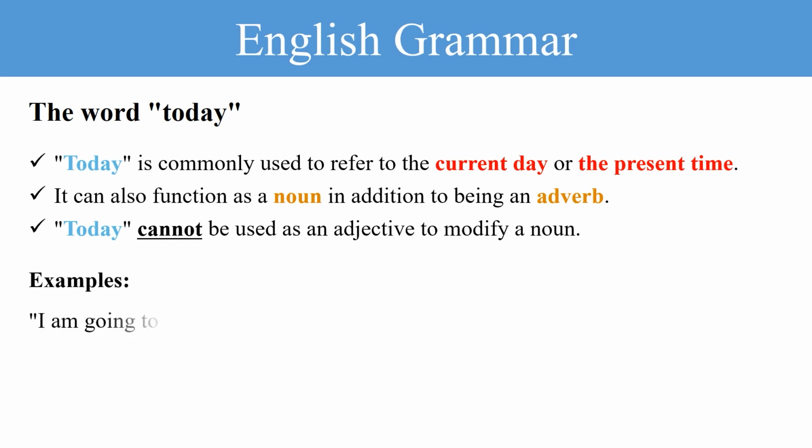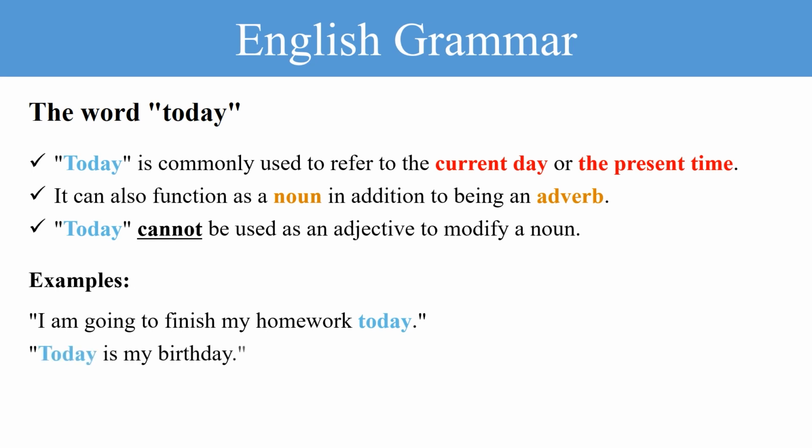Examples: I am going to finish my homework today. In this sentence, today modifies the verb finish to indicate when the action will take place. It is used as an adverb of time to show that the speaker plans to complete their homework during the present day. Another example could be, today is my birthday. In this sentence, today is used as a subject noun to refer to the current day, which happens to be the speaker's birthday.